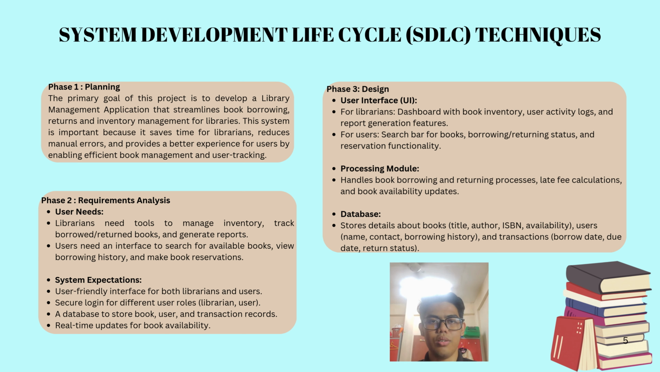Phase 3, design. User interface for librarians: a dashboard with book inventory, user activity logs, and report generation features. For users: a search bar for books, borrowing or returning status, and reservation functionality. The processing module handles book borrowing and returning, late fee calculation, and book availability updates. And lastly, the database stores details about books, title, author, ISBN, and availability, users' name, contact, and their borrowing history. And lastly, the transaction: the borrowed date, due date, and the return status.